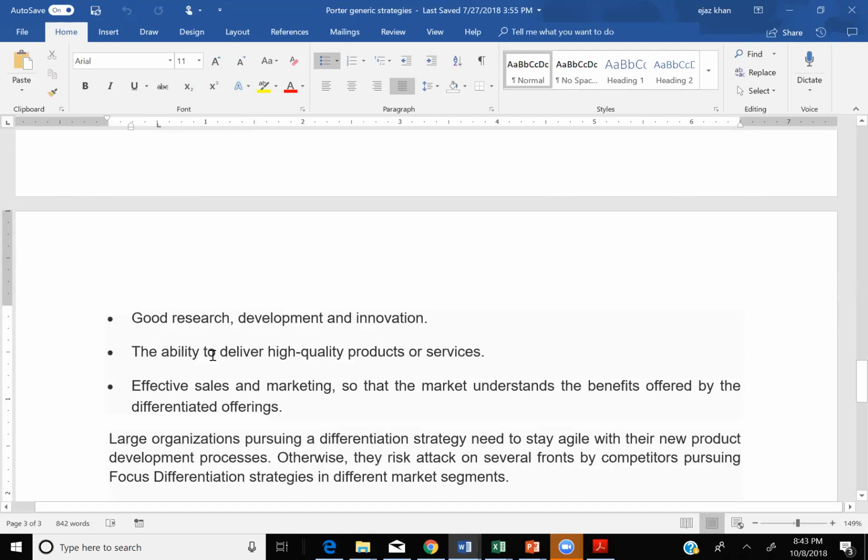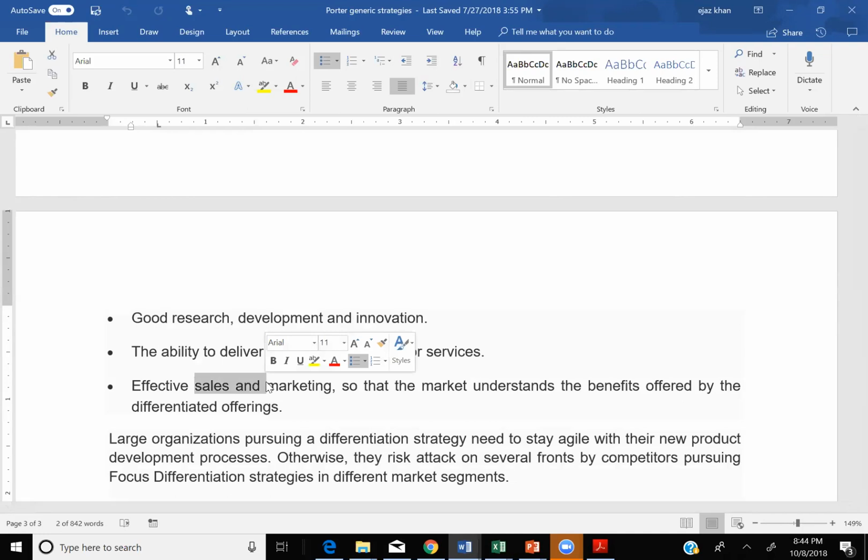Then they must have the ability to deliver high quality or high-end products or services, because if they are not able to provide high quality products, they won't be able to charge high prices. Then they need to have effective sales and marketing, because if you have a good product, you need a good marketing strategy to sell it, to make people feel that they need the product which you are selling.